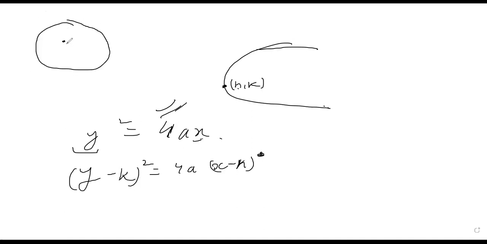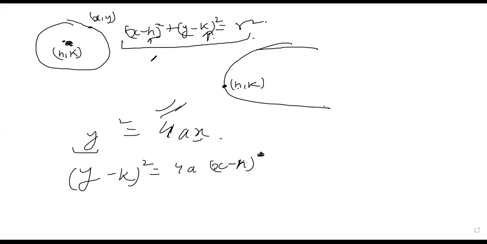See, in case of circle, what we have studied is that if there is a circle with h comma k center and x comma y is a point, then the equation was x minus h whole square plus y minus k whole square equals to r square. There was a case in which the center lies on the origin. Then h and k would be zero, which means x square plus y square will be equals to r square.